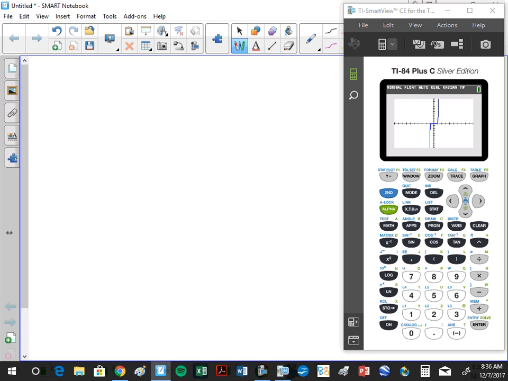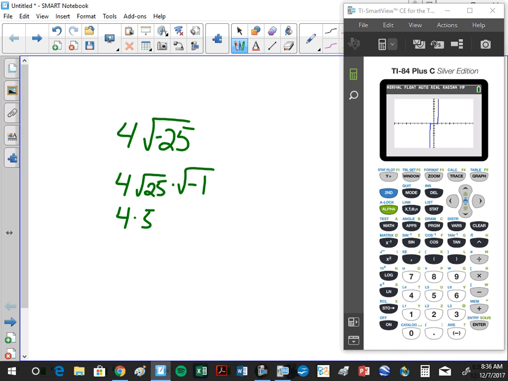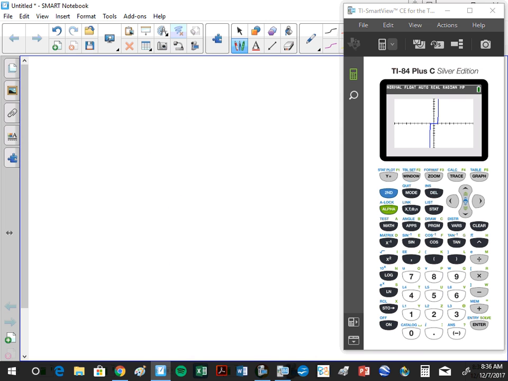Okay. So what if I had this? 4 times the square root of -25. Well, that would be 4 times the square root of 25 times the square root of -1, which would be 4 times 5 times I, which is 20I. Does that make sense? Okay. What about this? The square root of -24.